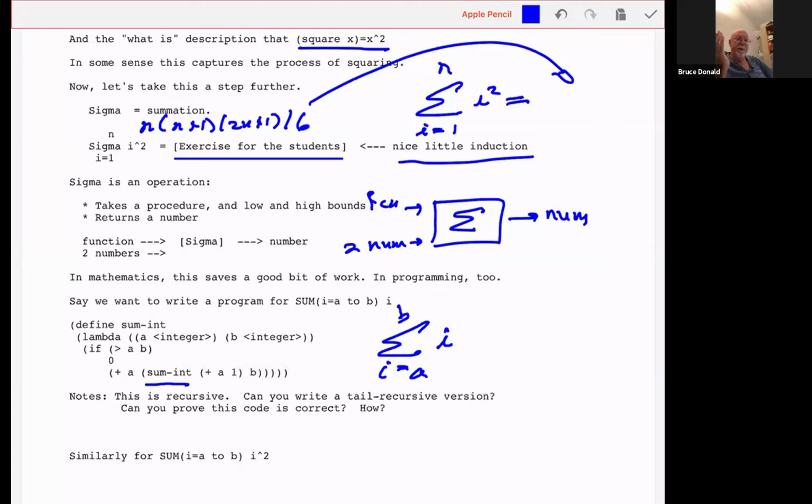So some things for you to think about. This is a recursive procedure, and it generates a recursive process. It's kind of just like our times one. So what you should be asking yourself is, can you write a tail recursive version? Can you prove that this code above is correct? Can you prove that the code for the tail recursive version is correct?